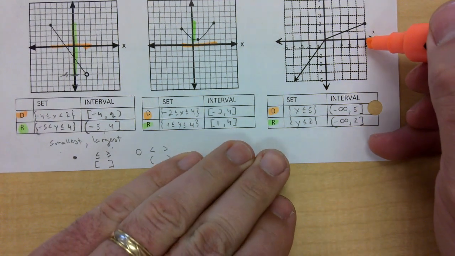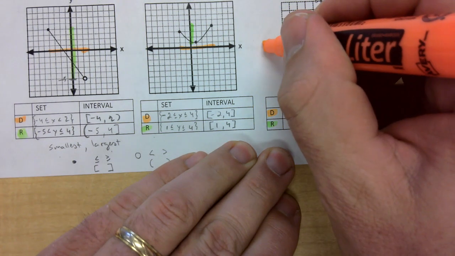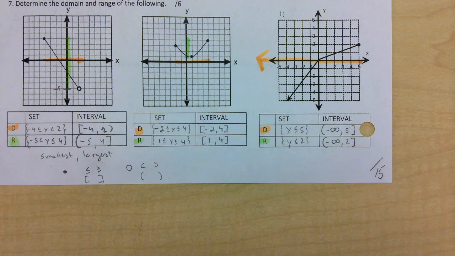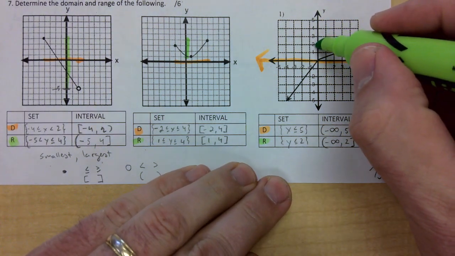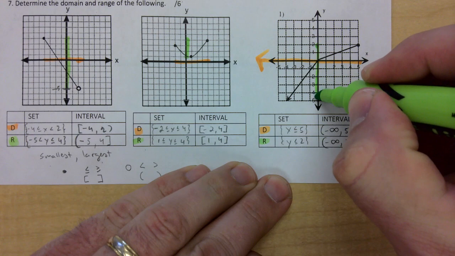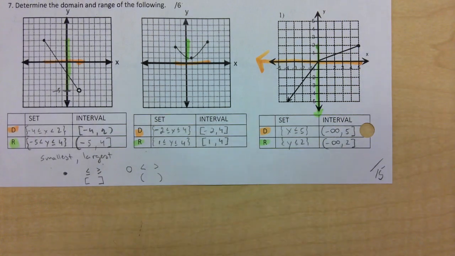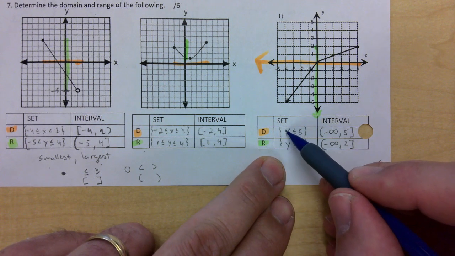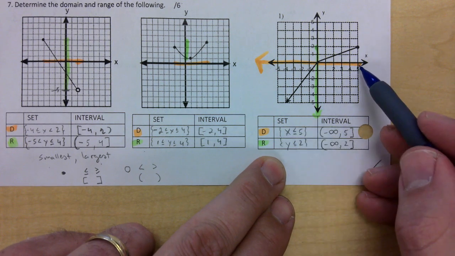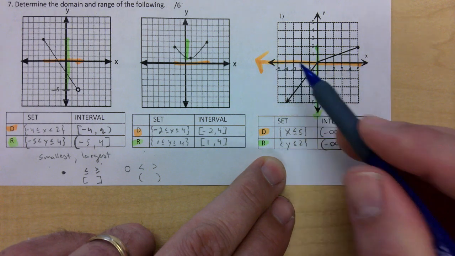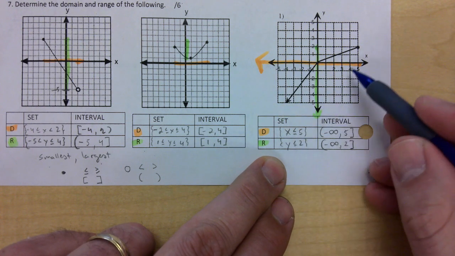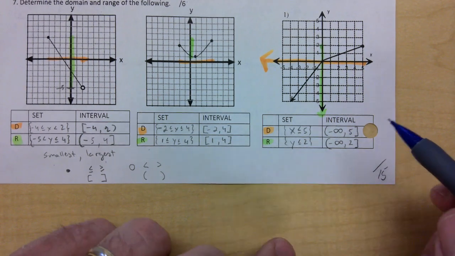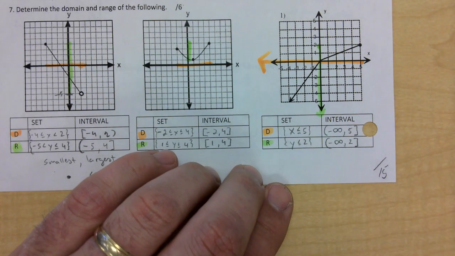Over here, my domain, right? I start here and I just keep going indefinitely to the left. My range goes up to 2, I should say. So you have to be careful. In set notation, it's just x will be less than or equal to, because it's included, but it's less than or equal to. And y is also less than or equal to 2. And this is where it's a little different.